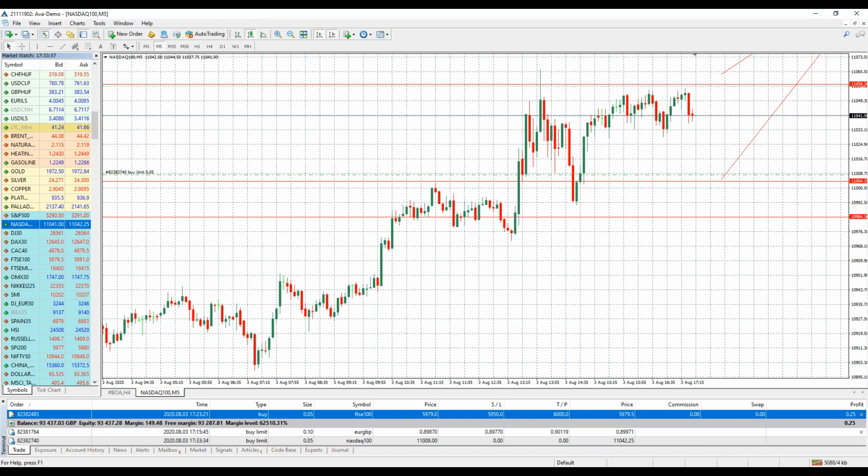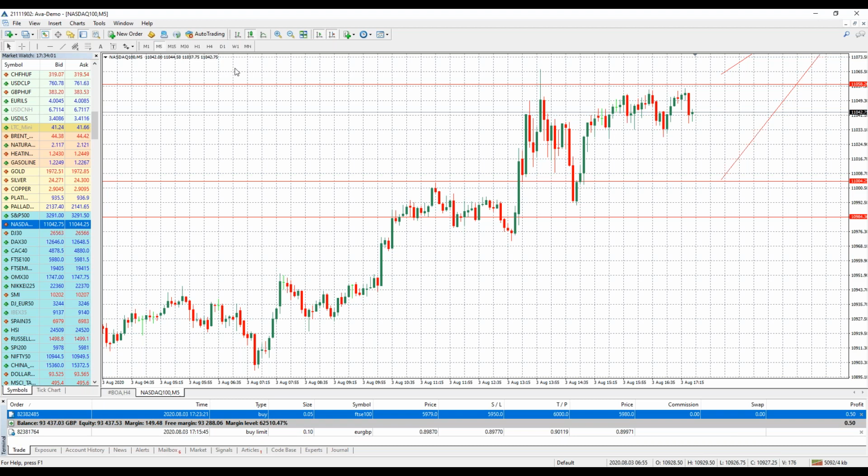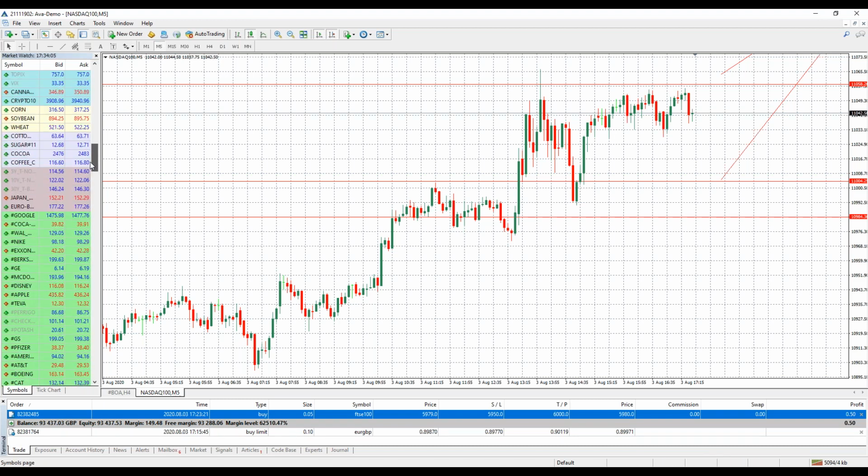Get rid of some of these. We'll let that one run out. I'm not deleting them because they're bad. I just want to clear the clutter. You certainly could go with those pending order examples.